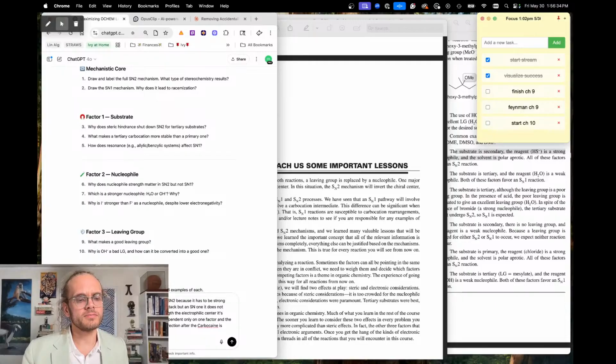Number 7. I think OH- is a stronger nucleophile because it has a negative charge. Number 8. I- is stronger than F- as a nucleophile, even though it has lower electronegativity, because it is much larger. And F- is going to be too compact to donate its electron.